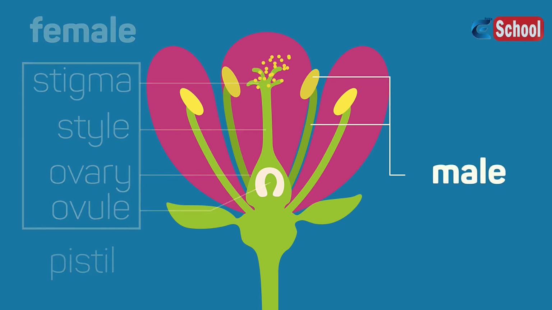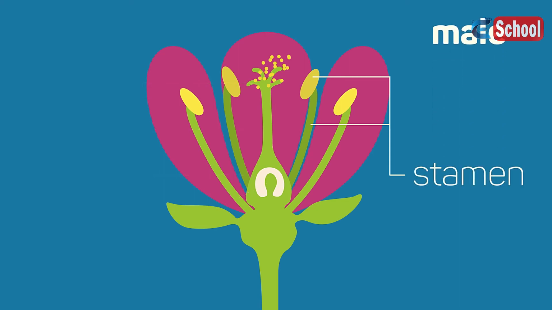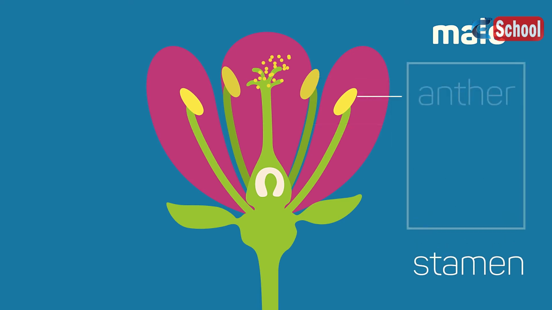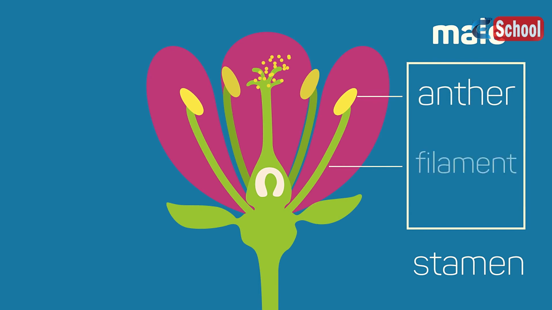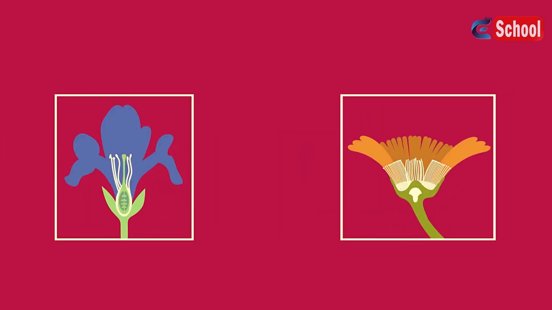The male part of the flower is the stamen. Saffron, the most expensive spice in the world, is the stamens of crocus flowers. The anther is where pollen is produced, and the filament holds the anther up. See if you can identify the parts on these slightly different flowers.